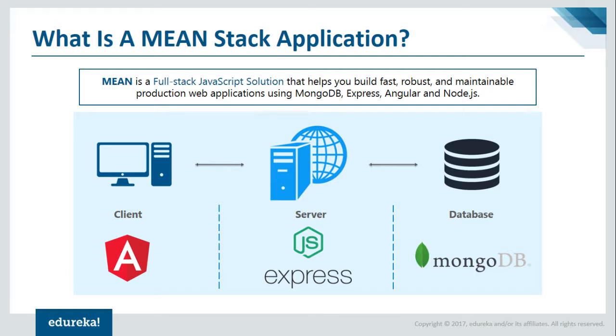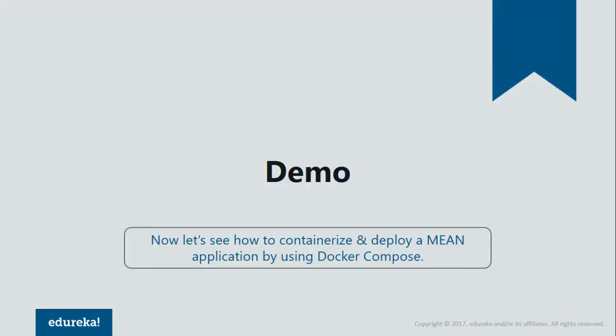Okay, and this is what I'm going to do. I'm going to create 3 different containers for these 3 different services and deploy them, right? So if there are no doubts, I can go to my demonstration and show you how to containerize and deploy a MEAN application by using Docker Compose.